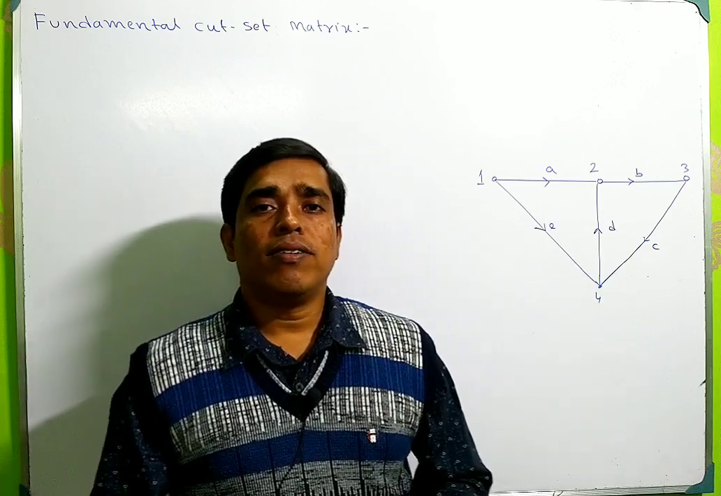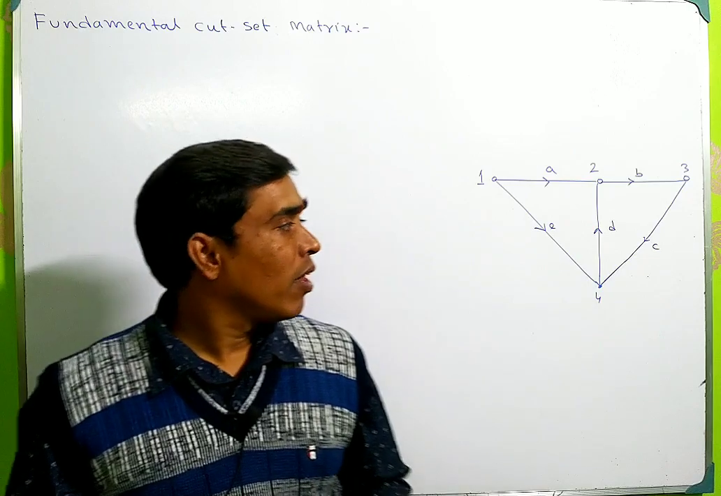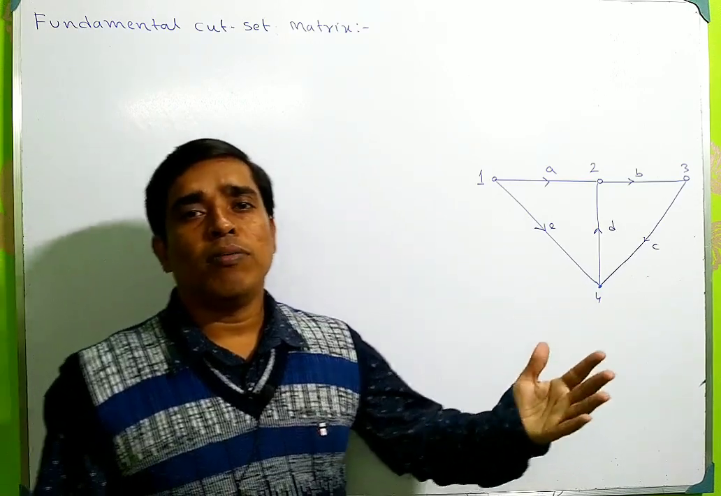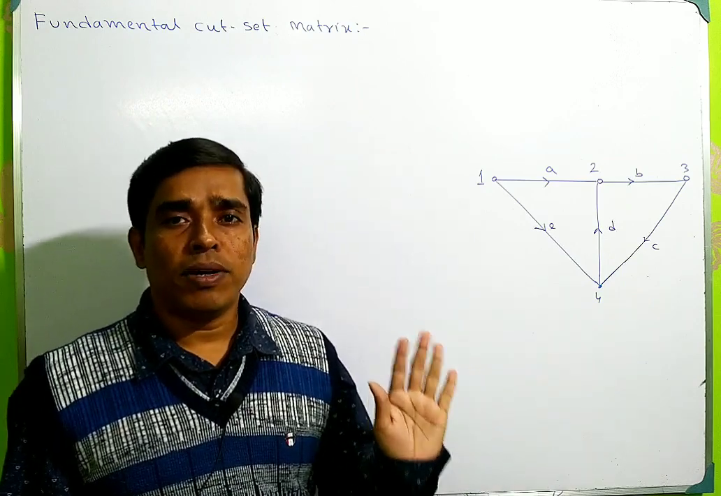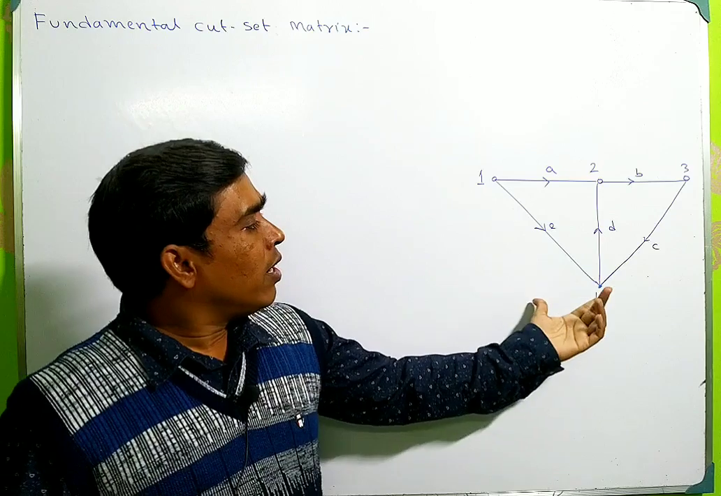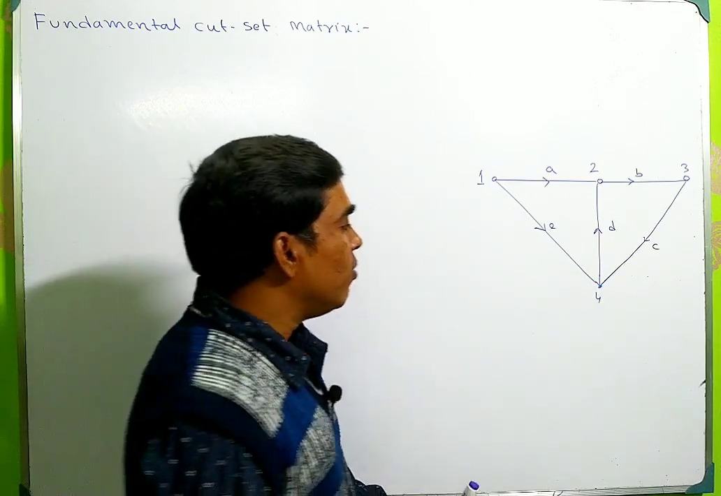Today we will discuss the fundamental Cutset matrix. This is the graph. From this graph we will develop the fundamental Cutset matrix. From this graph we can draw several trees. One of the trees is given by this.